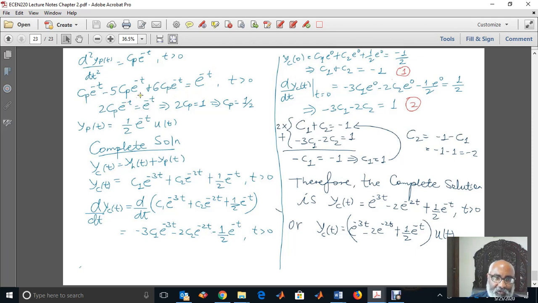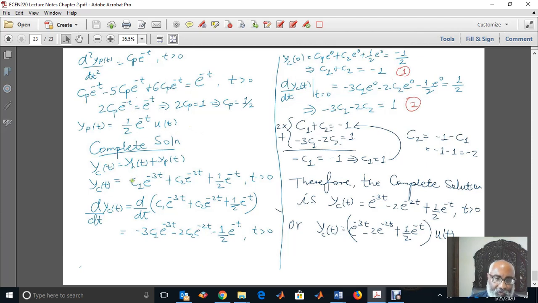When you add all this, it will be 2 times cp e raised to minus t is equal to e raised to minus t. The left side should equal the right side. From this, cp is equal to half. So we got the particular solution, half e raised to minus t.